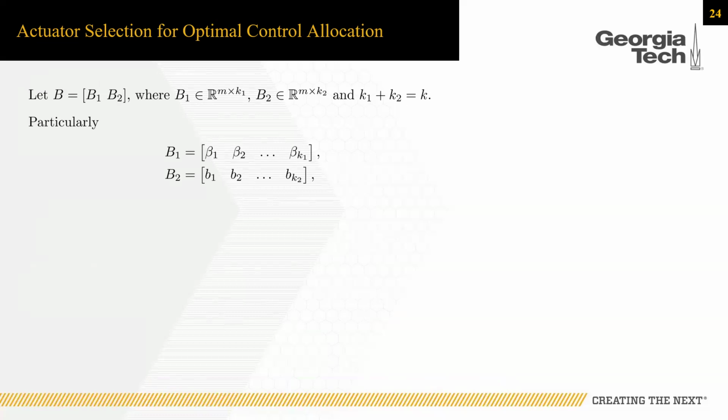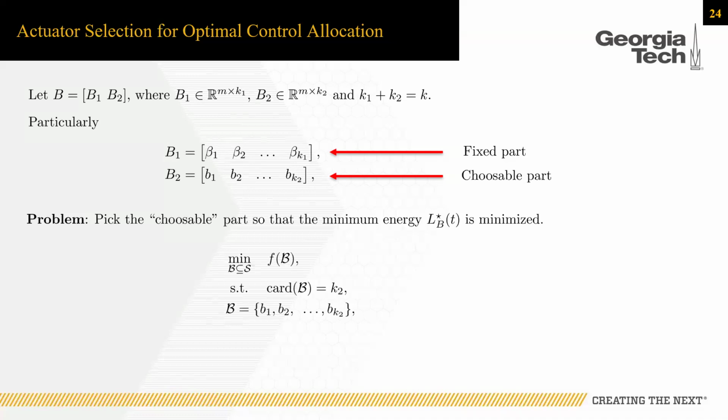We separate B in B1 and B2. So B1 has K1 components and B2 has K2 components. And again, same as before, I have my fixed part and a choosable part. Okay, but now I want to do control allocation. Okay, so I only have control of the B2.